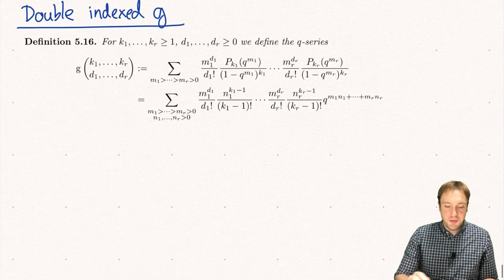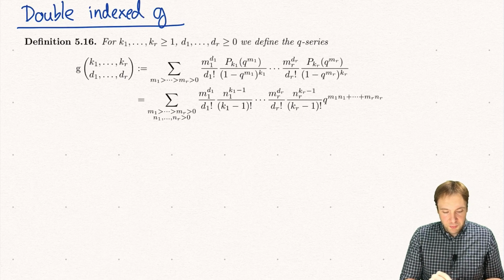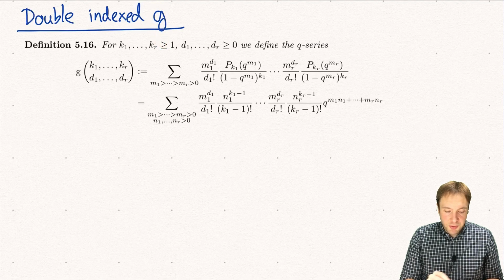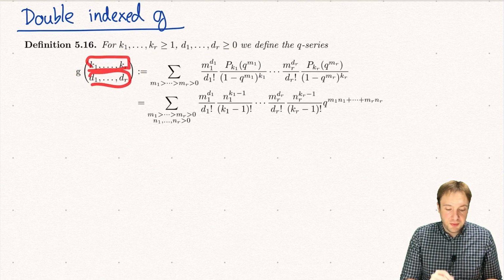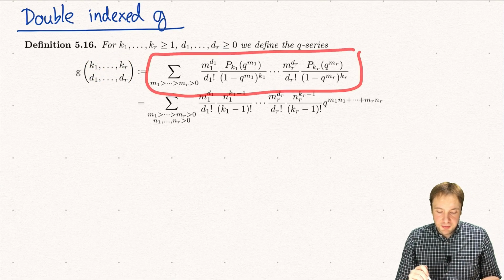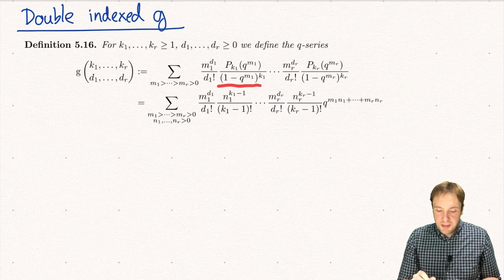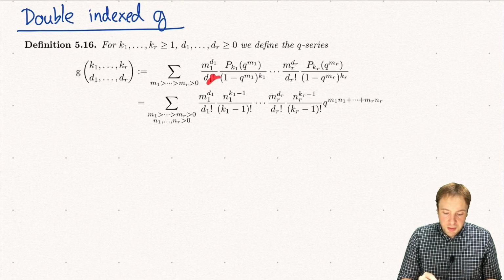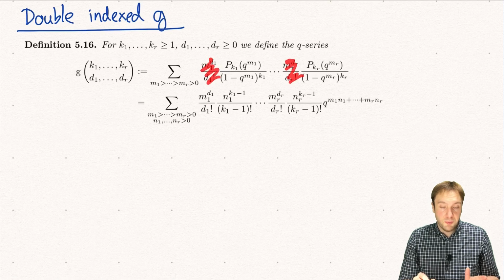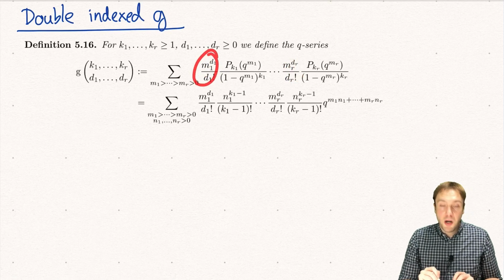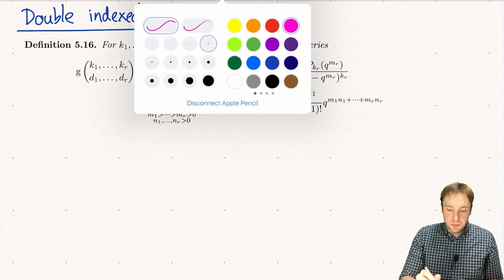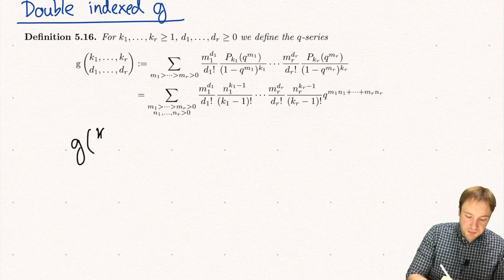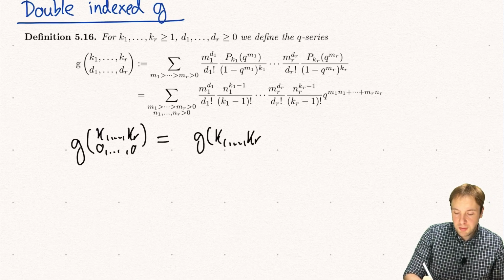So, namely, what we are interested in is the following. These, which we call double index G. So we will now define a Q series, which depends on two indices, k1 to kr and d1 to dr. Here we write these k's on top and the d's on the bottom, and they will be defined as follows. We take again an ordered sum here, and then we take these terms with the Eulerian polynomials. If we don't have these terms here, then this would be exactly the definition of the small g for k1 up to kr. But now we also allow some powers of m's in front, and the exponents are exactly given by these d's. So clearly we see that this generalizes the g's in the sense that if everything on the bottom is 0, this is just g, k1 up to kr.